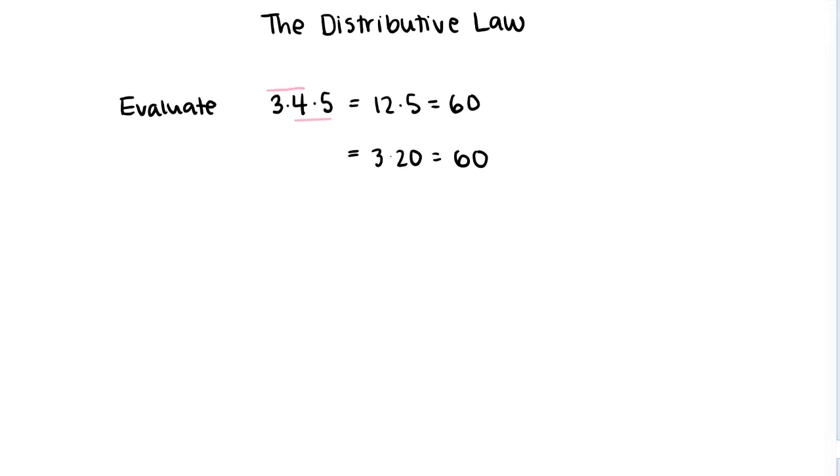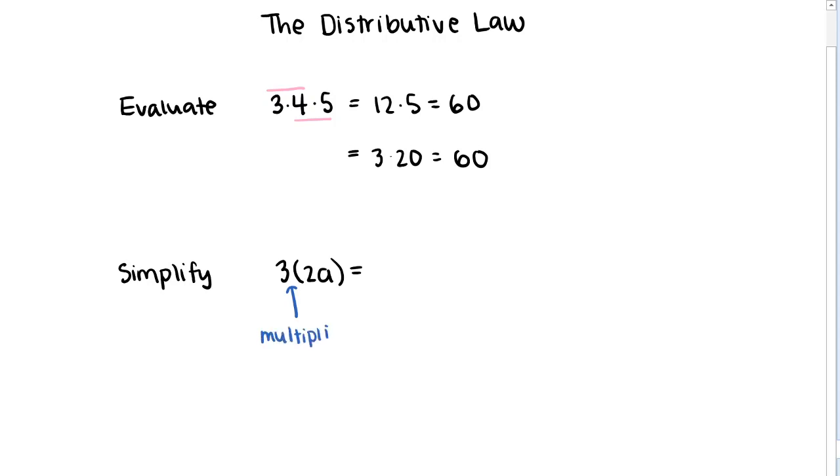Now, let's say I had an expression like this. Let's say we wanted to simplify the expression 3, and then here I've got in parentheses 2a. Well, here, we don't have any operation between these two quantities, 3 and 2a, so this is implying that there's multiplication between these two quantities, right? So this is really the same as 3 times 2a, and 2a is really the same as 2 times a.